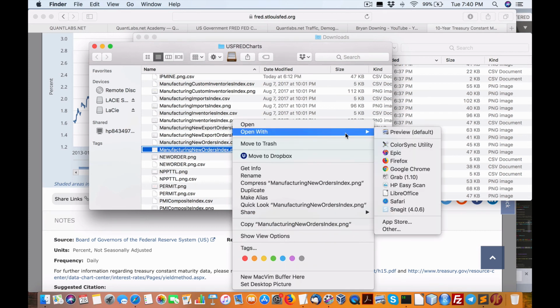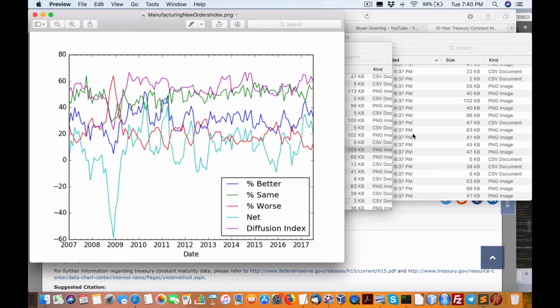Okay, here's another one. New orders, another important one. Here you'll see 09 drops off, as you would expect. The orders drop off because manufacturing, as I said, with the inventory, stops for a few years, and it comes back and it peaks, and then it just slowly declines. But guess what?